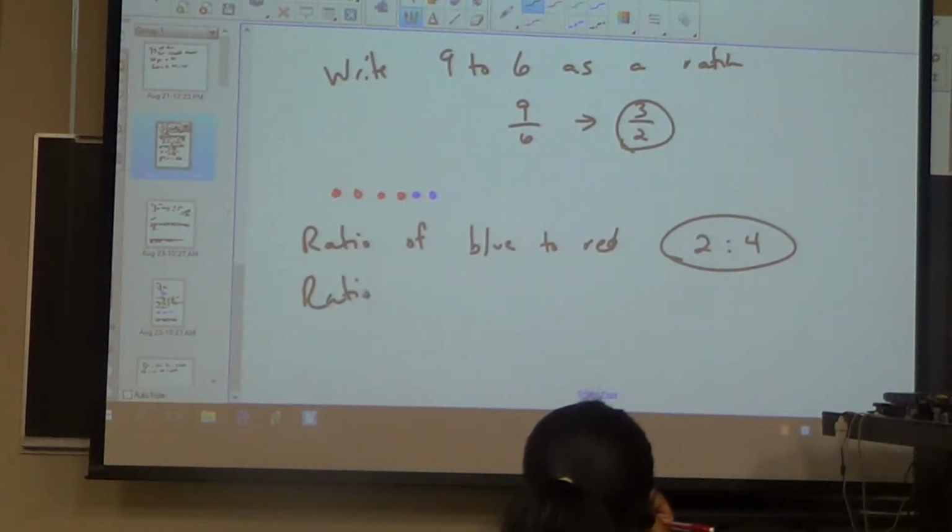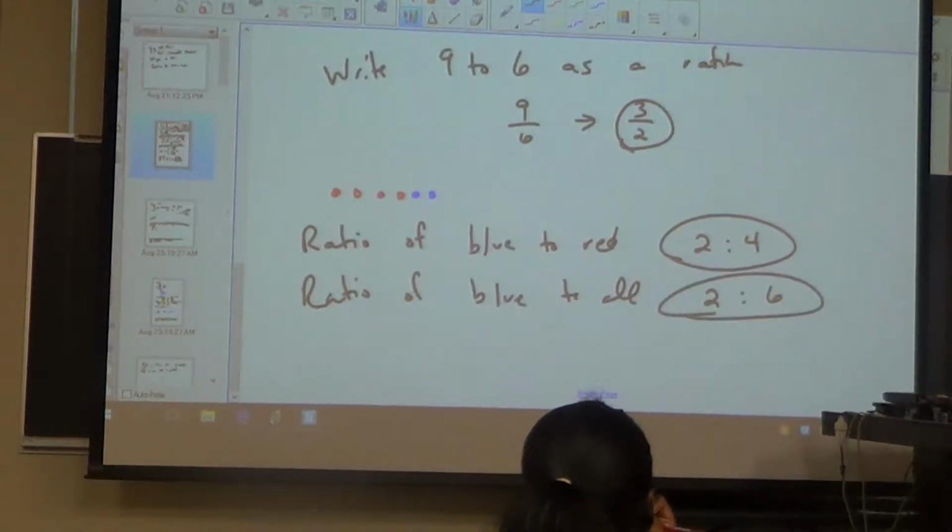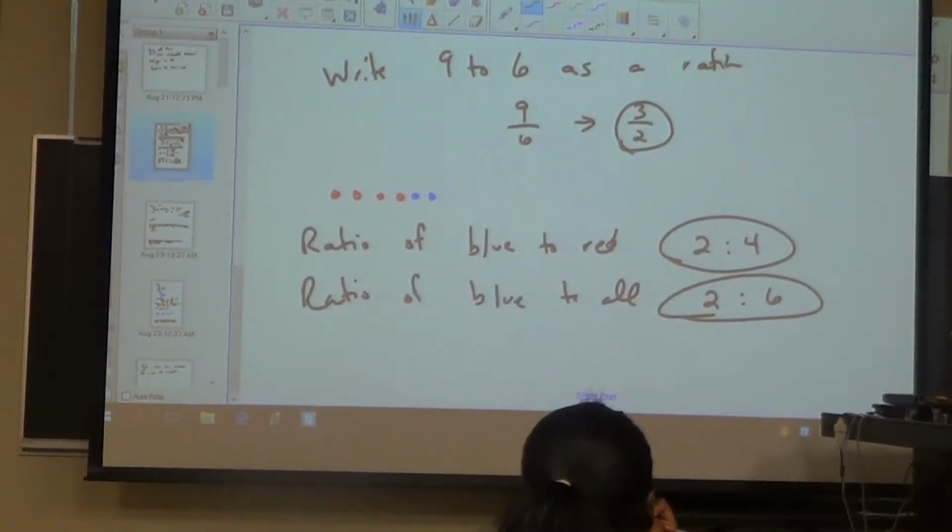Write a ratio of blue to all. 2 to 6. I'm on 5. And that's because it can't be a fraction. They didn't tell me to reduce it. They didn't say write it as a fraction. They just said write it as a ratio.